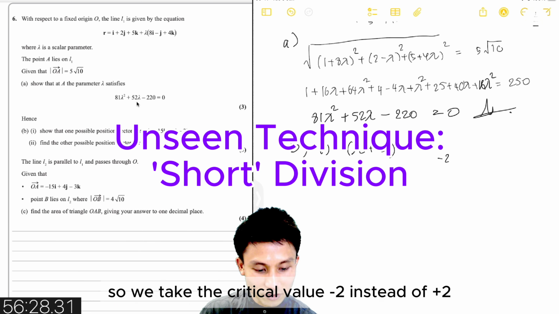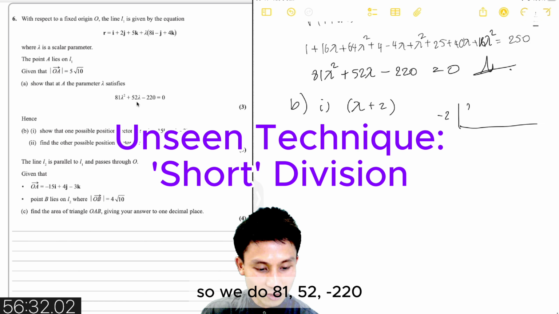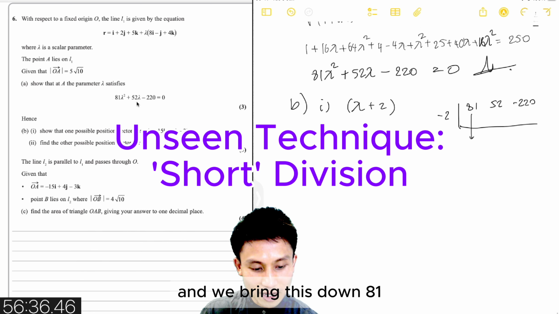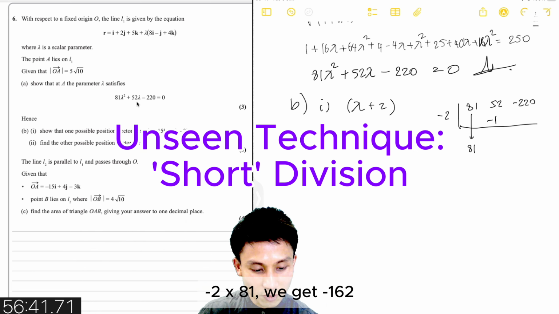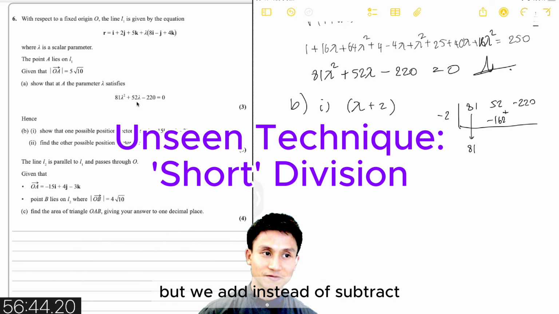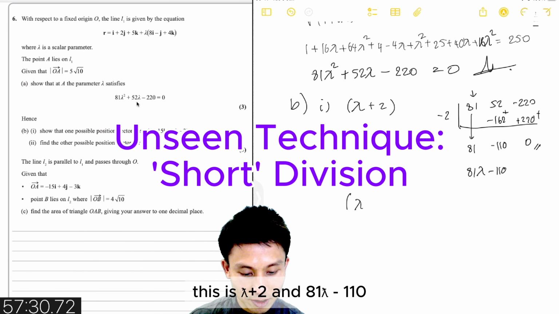So we take the critical value -2 instead of +2. So we do 81, 52, -2, 20. And then we bring this down, 81. -2 multiply 81, we get -162. But we add instead of subtract. So that's it. This is lambda +2 and 81 lambda -110.